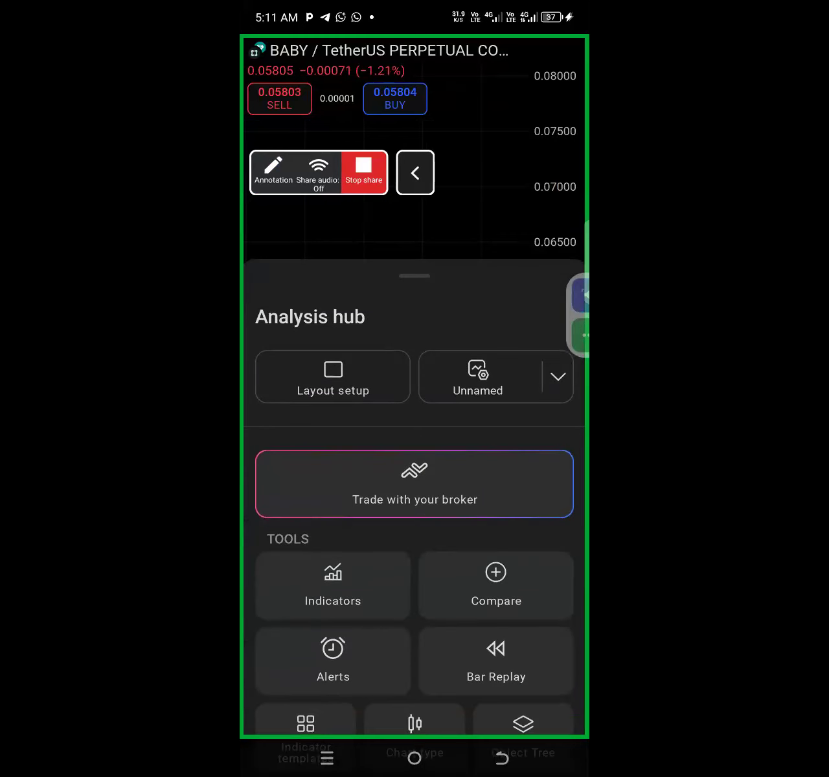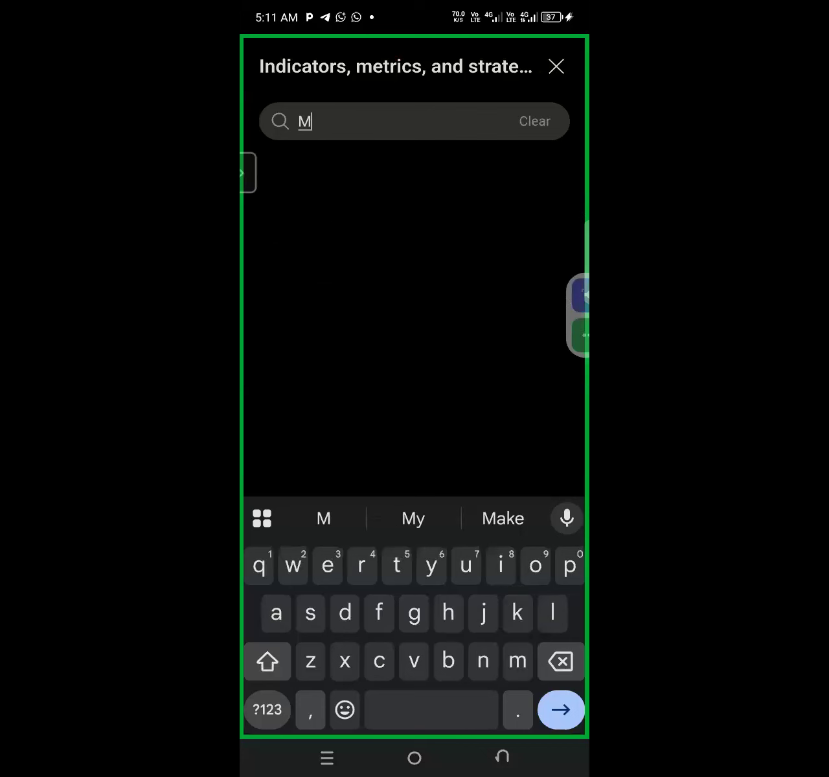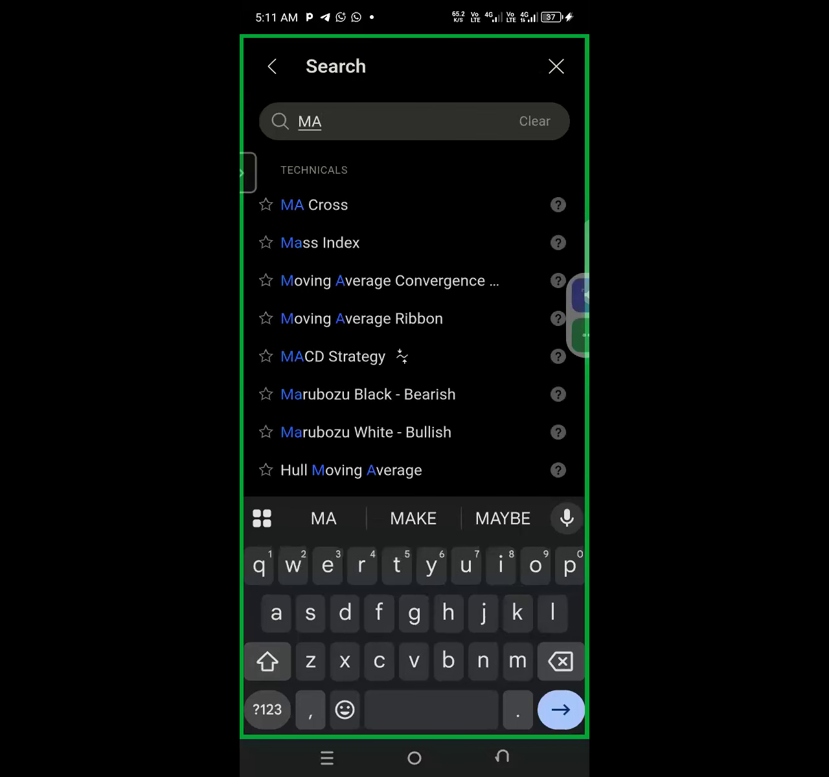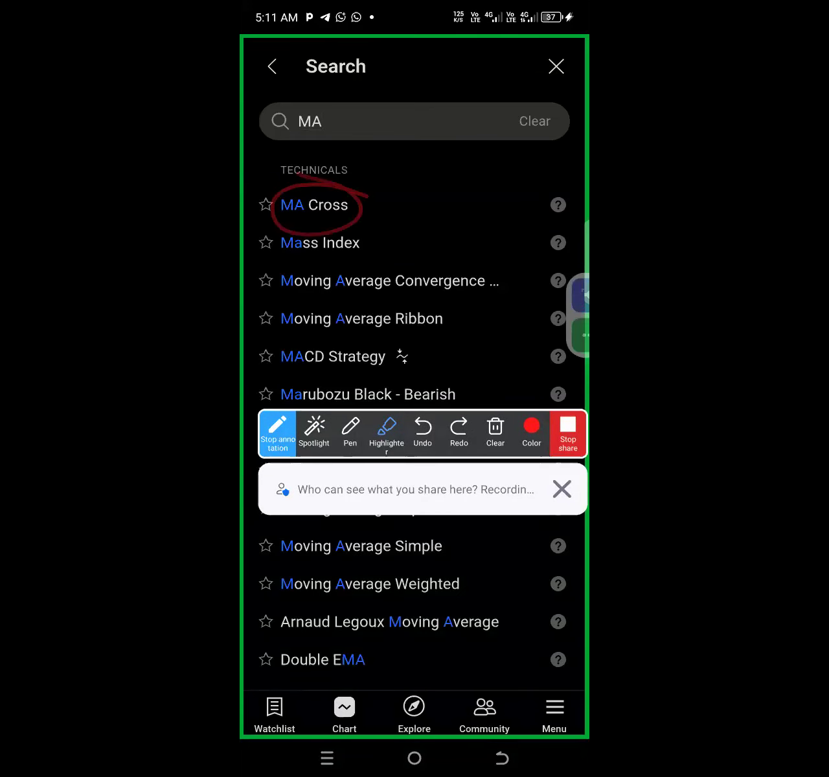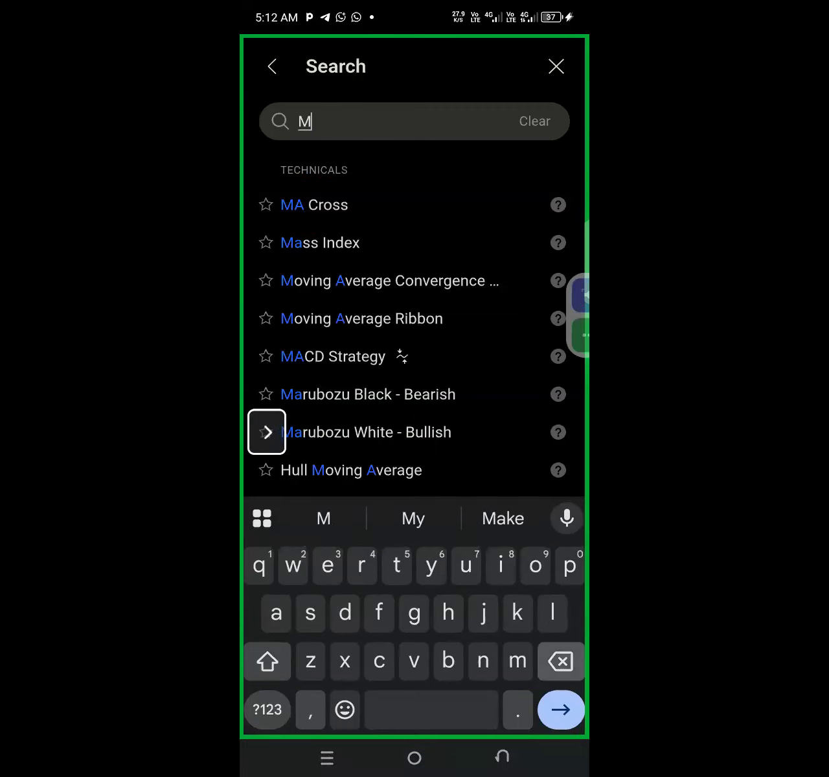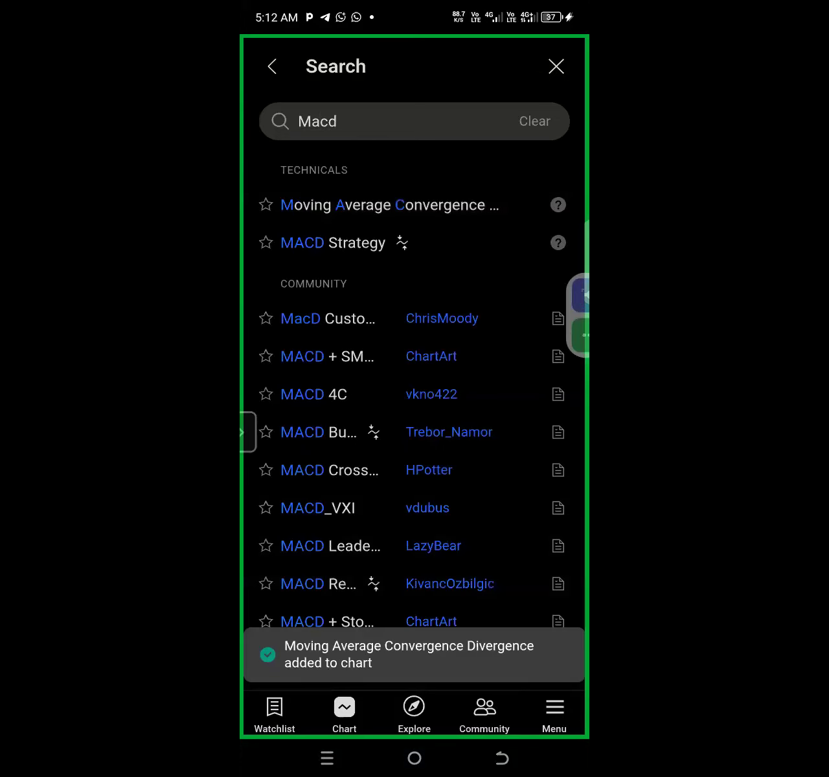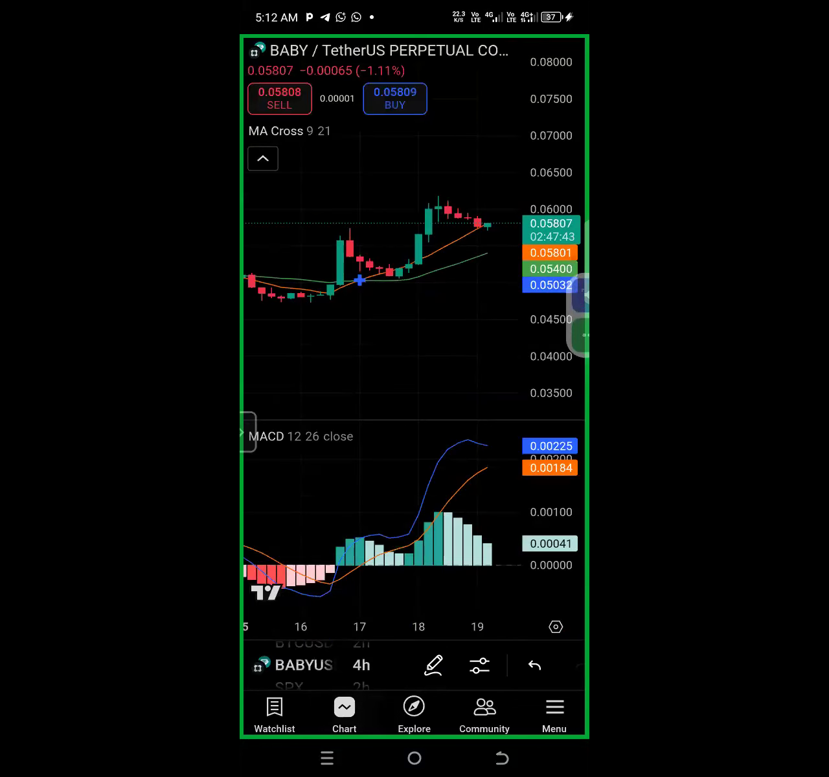So tap on it, then click on indicators. We are searching for moving average cross. So here it is. We are going to use the moving average cross. And then we add it. Very good, we've added it. Then we also search for MACD. So we're adding MACD to this one. Now tap on it nicely. You click on the charts. So we have the chart here.